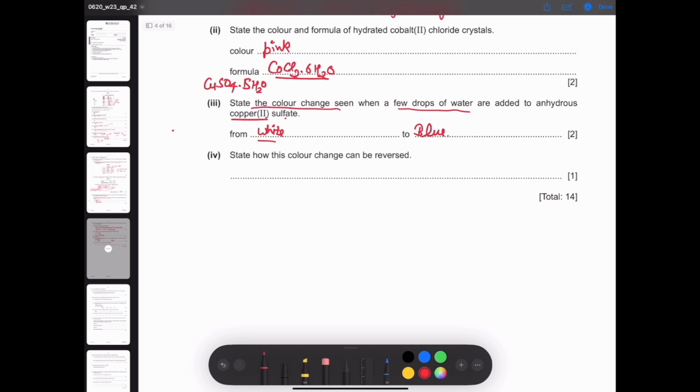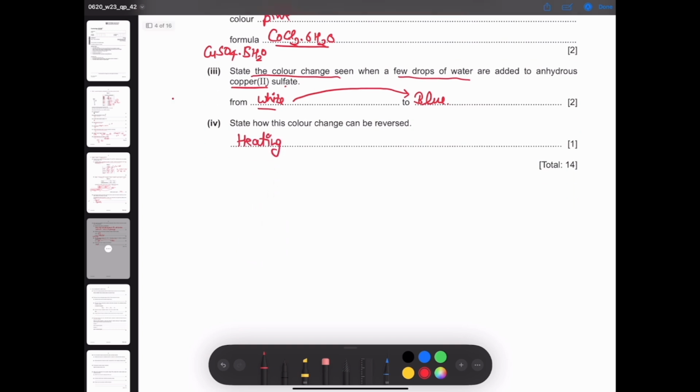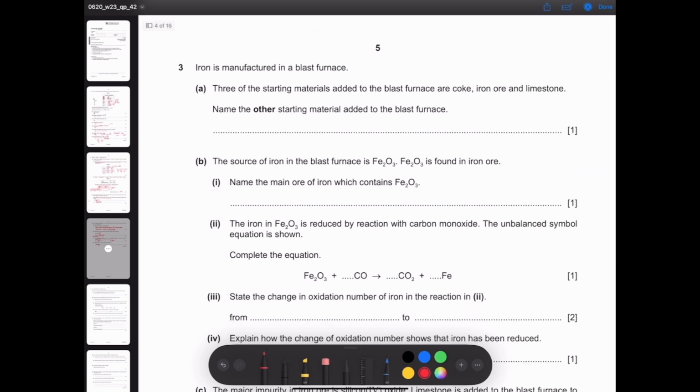State how this color change can be reversed. How can you reverse this? Just think about it. When you are adding water to it, it is converting to blue. So when you heat it, then it can be reversed. So you can mention heating here. Alright, now let's move on to the next question.